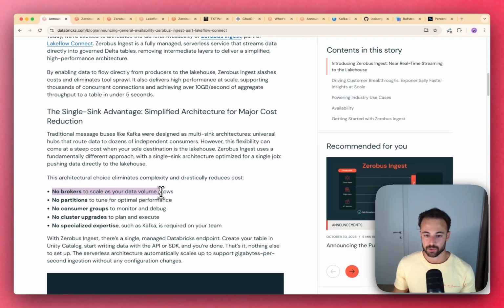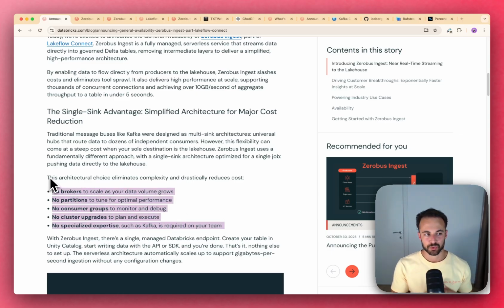No brokers to scale as your data volume grows, no partitions to tune for optimal performance, no consumer groups to monitor and debug, no cluster upgrades to plan and execute, and no specialized expertise such as Kafka is required on your team. This is very promising. This sounds very good, and I would agree with it.